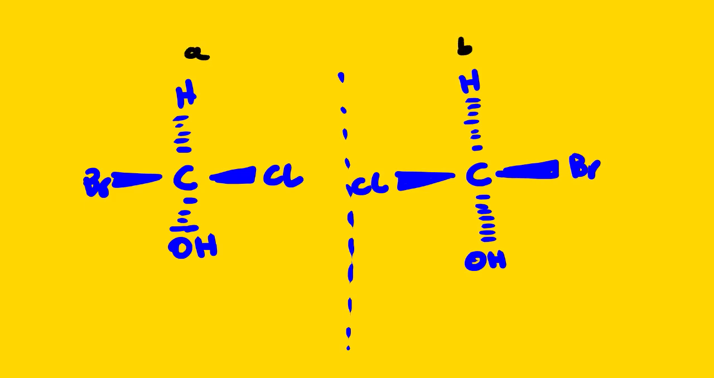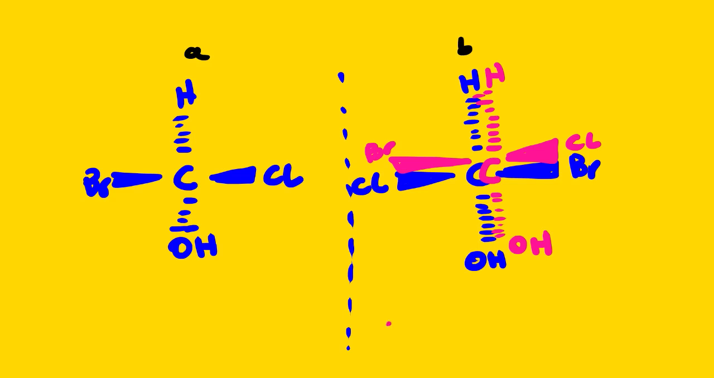So in this case, let us say this is A, this is B. We take A, we put it on top of B. Let's say the pink C represents the structure A. And then we are going to have hydrogen here, chlorine here, bromine here, and then OH here. Now you can see that it doesn't fit. It is not superimposable. Therefore, we can say these ones are enantiomers.